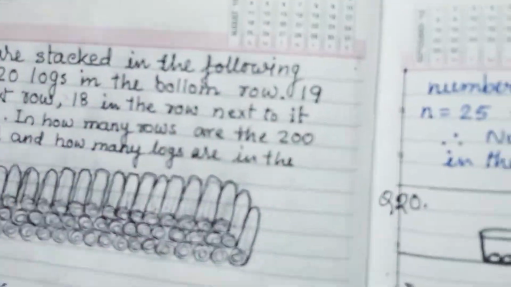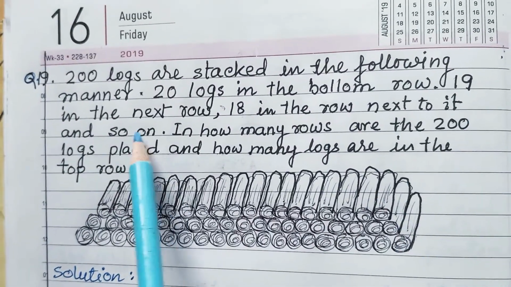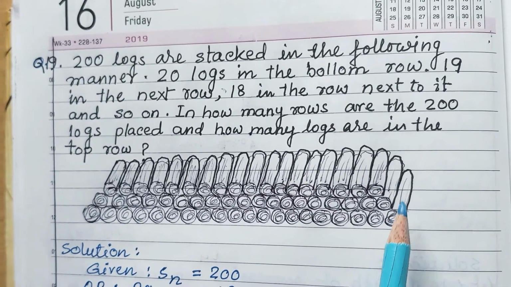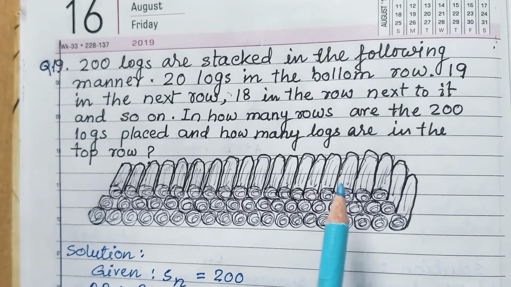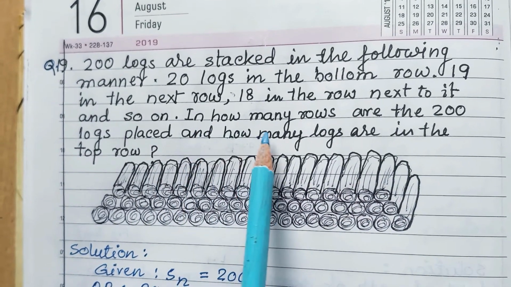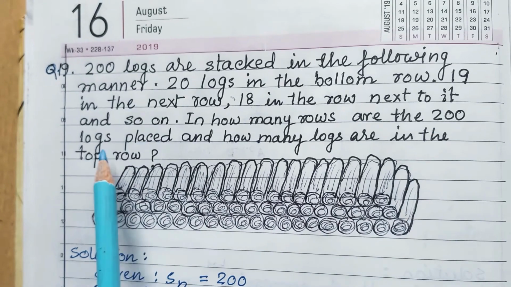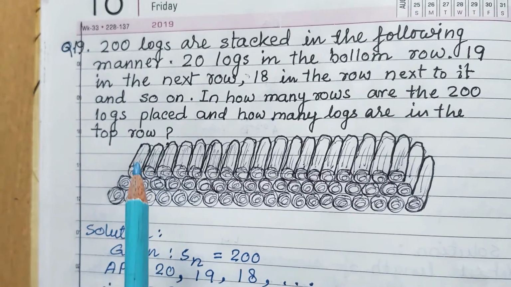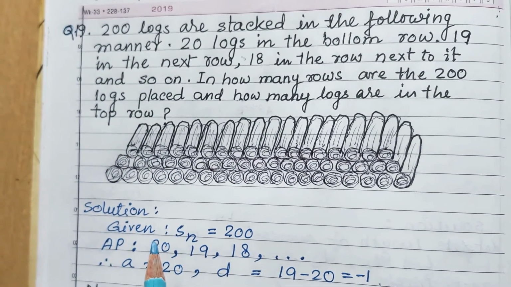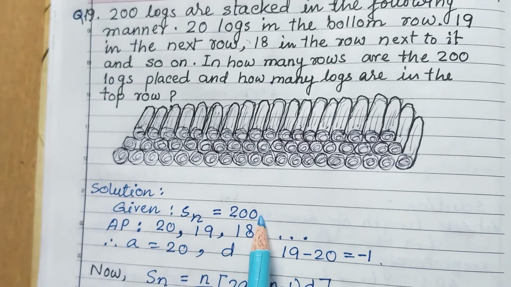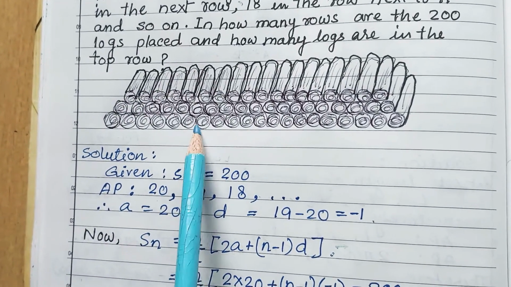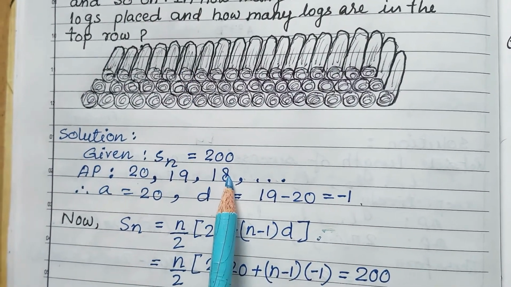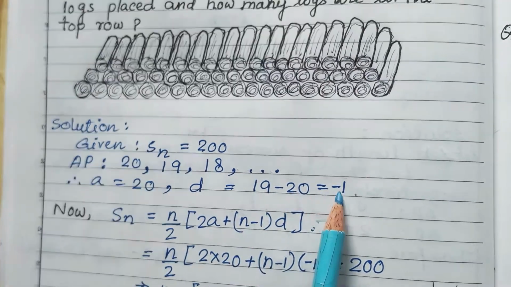Next is question 20. Logs are stacked in the following manner: 20 logs in the bottom row, then 19 logs, then 18 logs, and so on. In how many rows are the 200 logs placed, and how many logs are in the top row? Now Sn is given as 200 and a is 20. From the bottom if I count, it is 20, 19, 18, it is the AP. So d is 19 minus 20, it is minus 1.